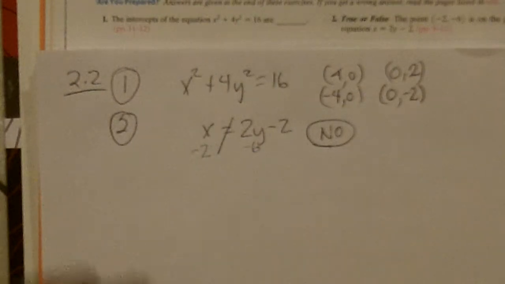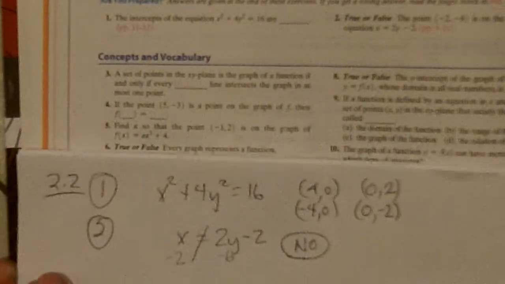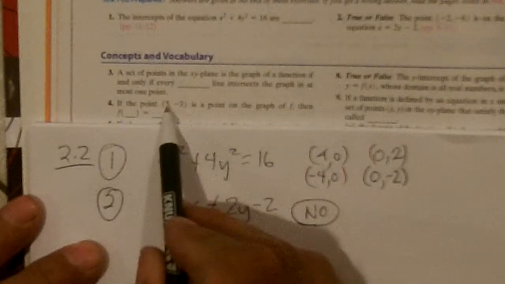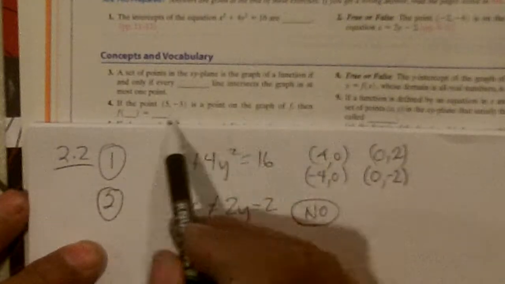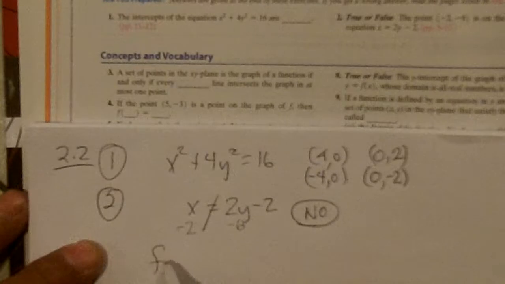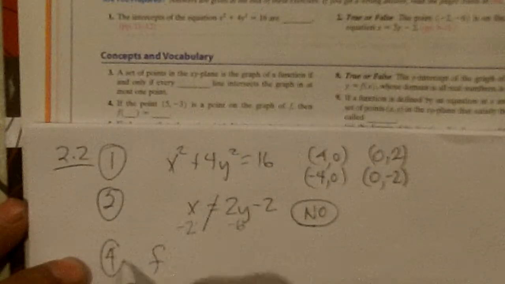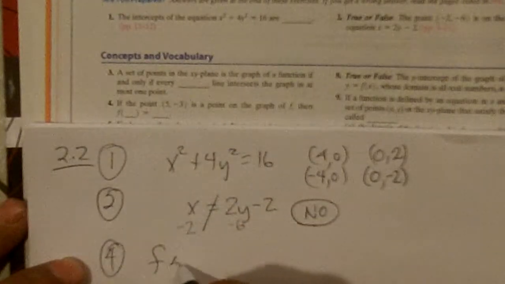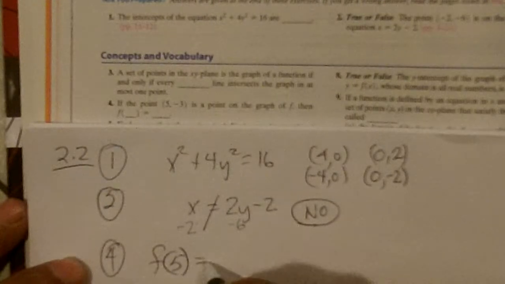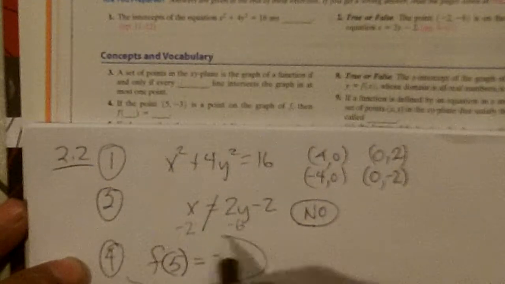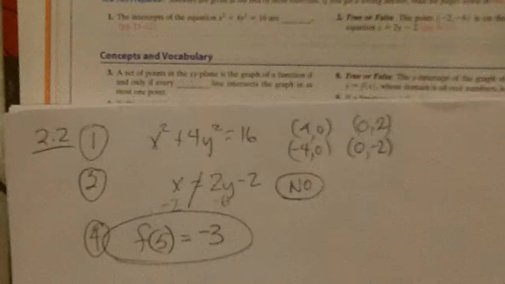Number 4 says, if the point 5, negative 3 is a point on f, then f of 5 is negative 3. That's the function way of describing a point.